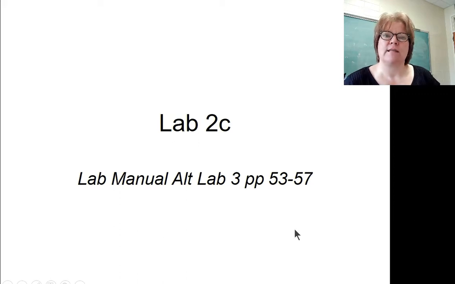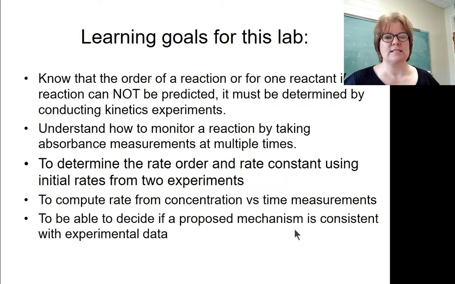So for the Lab 2C online lab, we're going to be taking this kinetics information from the lab manual. It's the alternate lab, alternate lab 3. It's basically pages 53 through 57. And the intent of this lab is to help you learn how to analyze kinetics data.